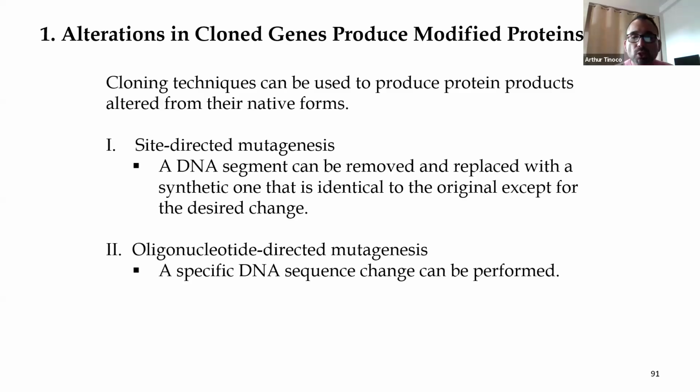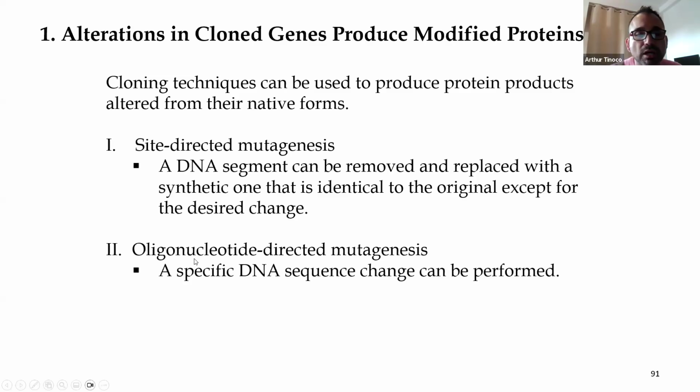So alterations in the cloned genes will produce modifications in the proteins that are going to be expressed. So cloning techniques can be used to produce protein products altered from their native forms. So you can have what is referred to as site-directed mutagenesis. That is, a DNA segment can be removed and replaced with a synthetic one that is identical to the original, except that you introduce a desired change. A desired change in the coding is going to give you, in your final protein, a different amino acid than would normally have been part of that sequence.